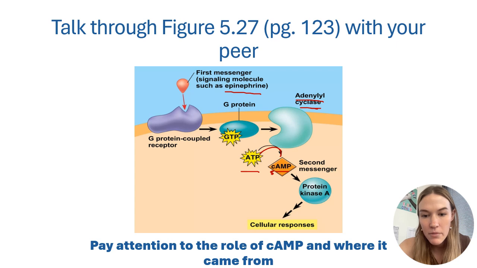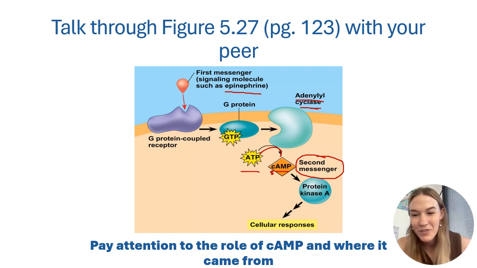Cyclic AMP is our most famous second messenger. In fact, a lot of times the correct answer, if you ever see cyclic AMP, the correct answer will almost always have second messenger in it. Not always, but almost always. So that's what you should be looking for. So cyclic AMP is a second messenger.